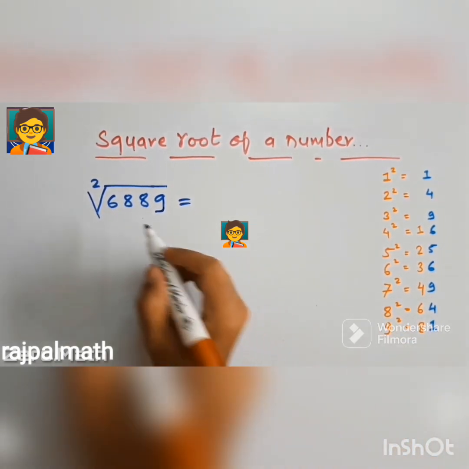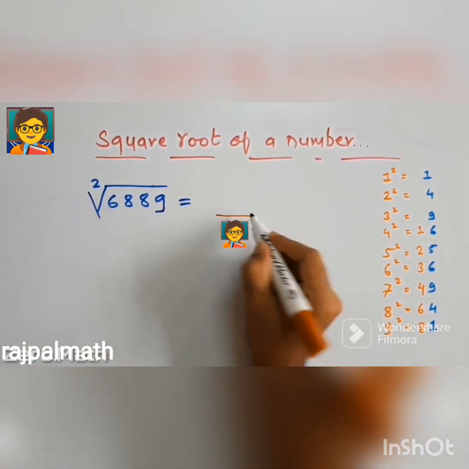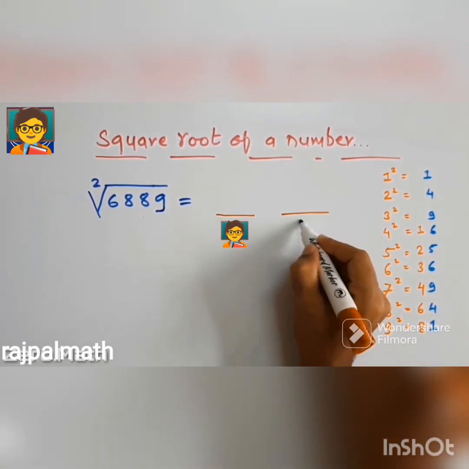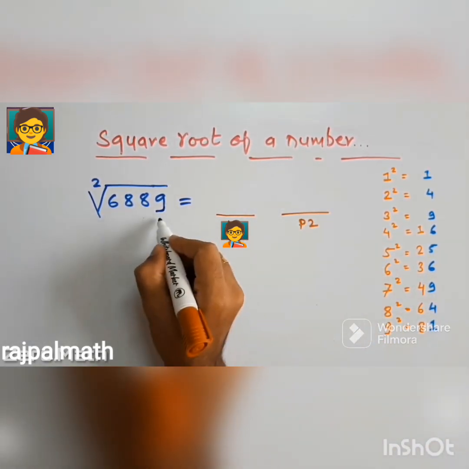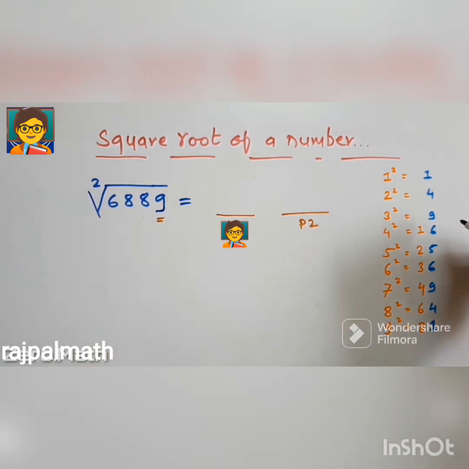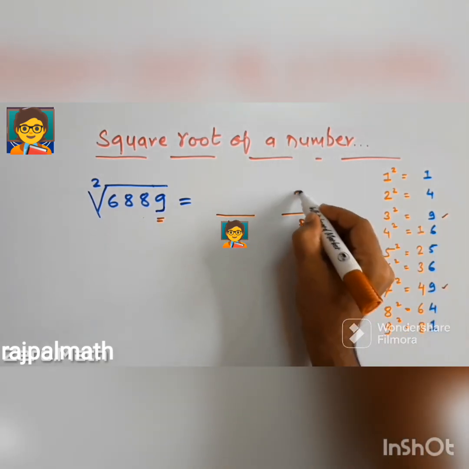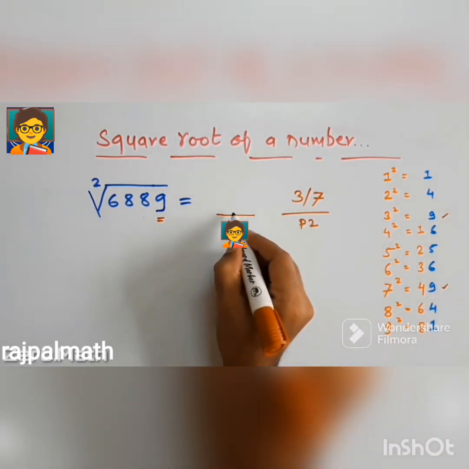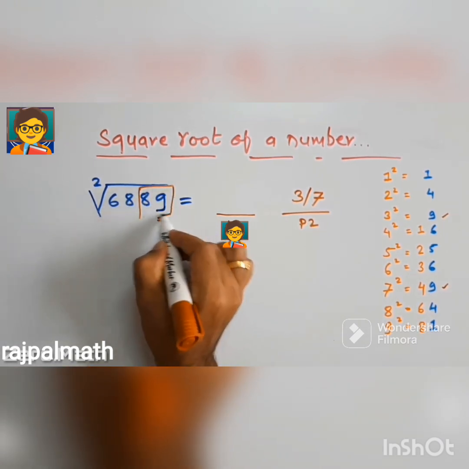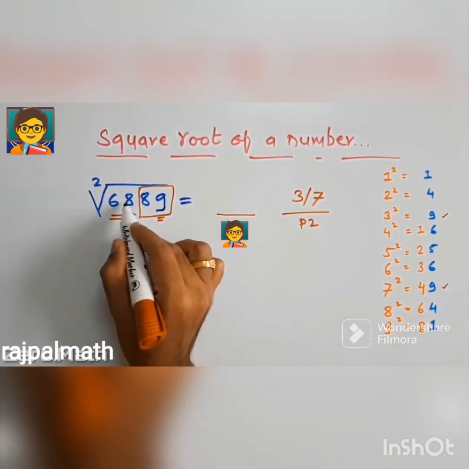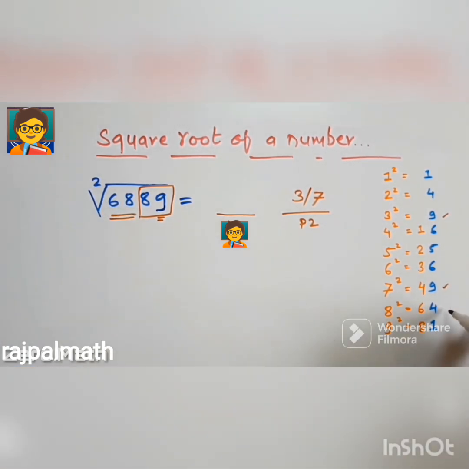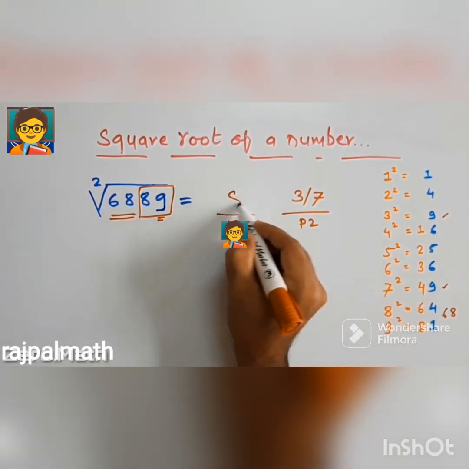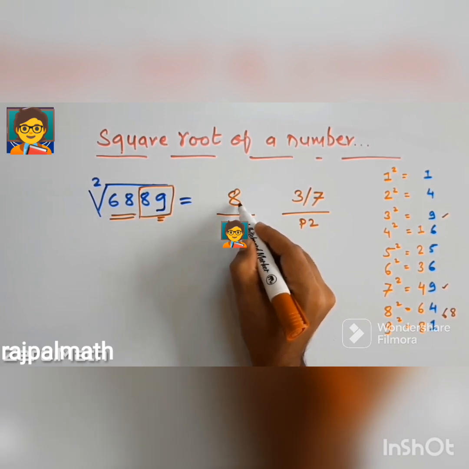Let's quickly try to find out the square root of 6889. Let's divide our answer into two parts, P1 and P2. Since this number ends with 9, we can safely say the last digit of our answer is either 3 or 7. To determine the first digit, let's ignore the last two digits. The number obtained is 68. So 68 falls between 64 and 81, which is 8 square and 9 square. I will take the lower one, which is 8. So the first part of my answer is 8.